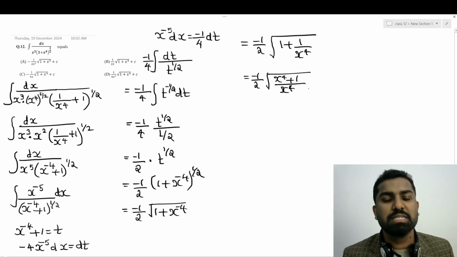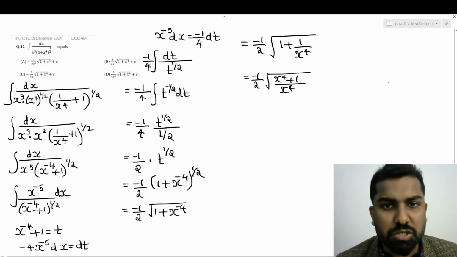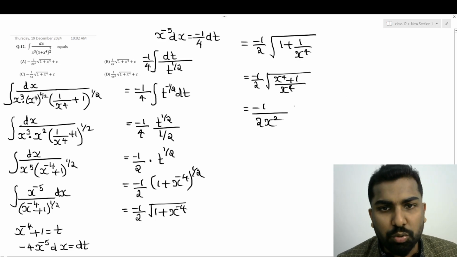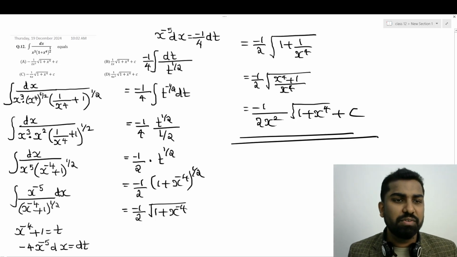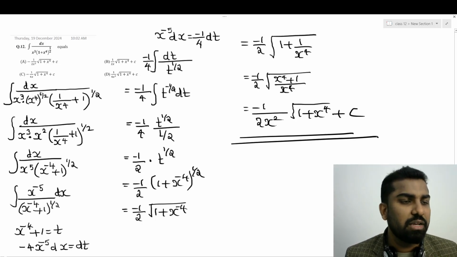This x power 4 is coming outside the root, it will become x square, right? So your final result here is minus 1 divided by 2 into x square into root of x power 4 plus 1, or you can write 1 plus x to the power 4, plus constant of integration. This is the final result if you are doing the integration part very properly.